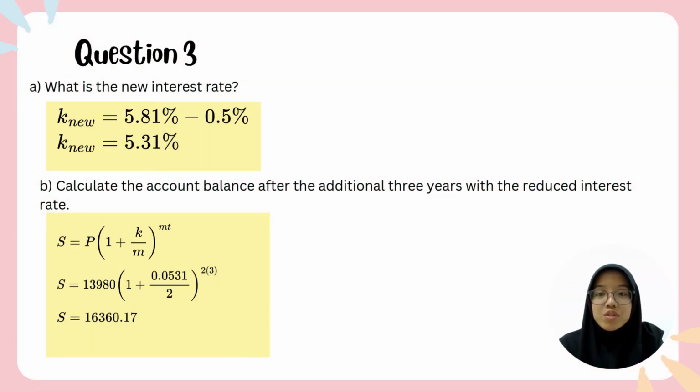Next, what is the new interest rate? Since the question mentioned that after 5 years, the bank will reduce the interest rate by 0.5%, we subtract 0.5% from the previous answer and we will get 5.31%. For question 3B, calculate the account balance after the additional 3 years with the reduced interest rate. So we will use the same formula, but we change the interest rate to 0.0531.